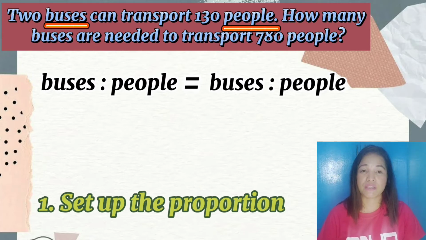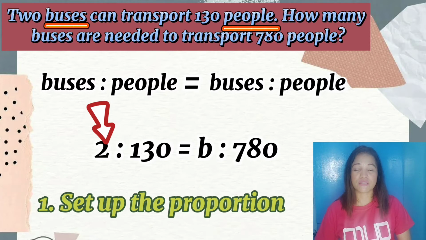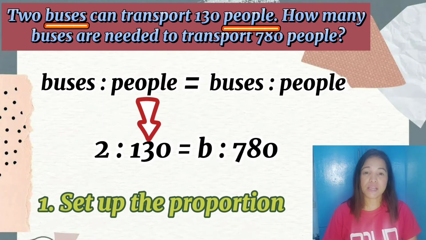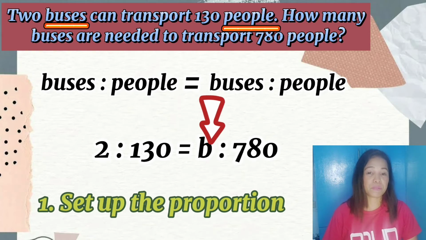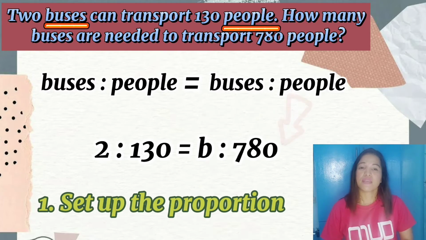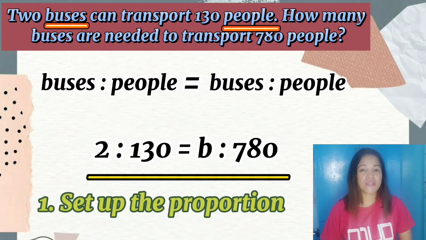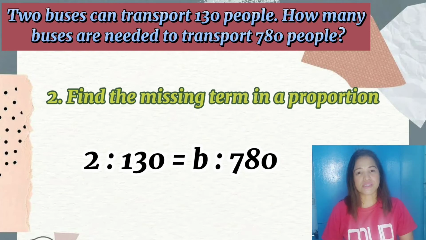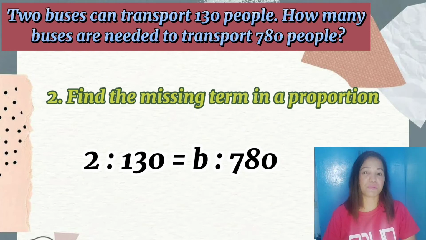And then, palitan na natin yung value ng bus. So, sa unang ratio natin, bilang ng bus natin ay 2, and then ang bilang ng people ay 130. Sa kabila naman, dahil hindi pa natin alam yung value ng bus, ilagay muna natin ay letter B. And then, yung people naman ay 780. Ngayon ay mayroon na tayong proportion. 2 is to 130 equals B is to 780. Now we will proceed to step 2, which is finding the missing term in a proportion.